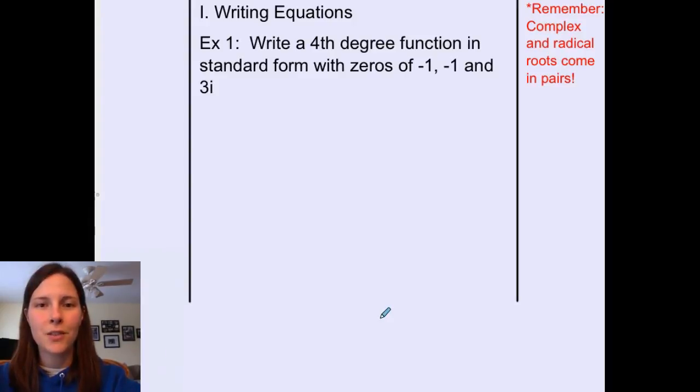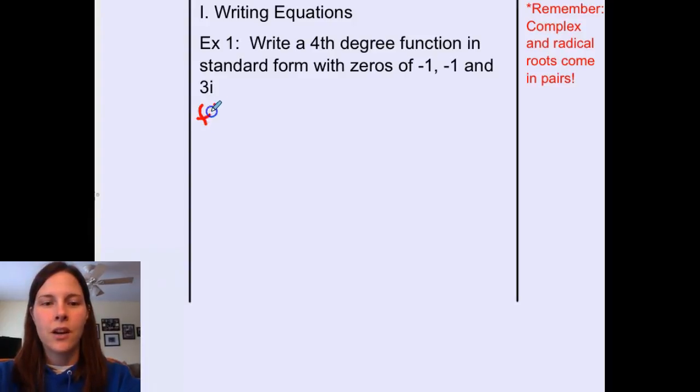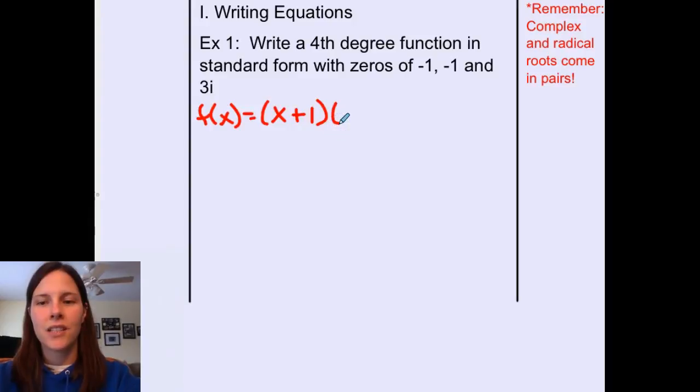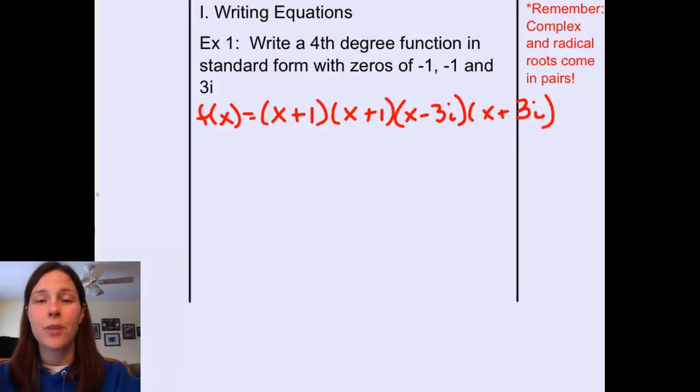Remember, complex zeros and radical roots always come in pairs. We're either using the opposite or the conjugate. Starting off with the real zeros, our function will equal putting those zeros into the binomial with x, making them opposite. So instead of -1 plus 1, we have that one twice. And then we have an imaginary zero of 3i. So we put that into the binomial with the x, and we use its opposite. In this case, 3i does not have a real part, so we don't need to do the conjugate, we simply need the opposite.